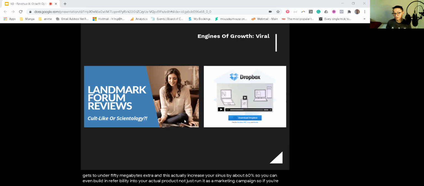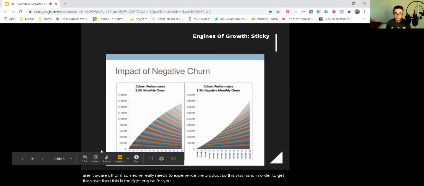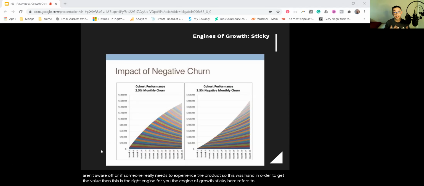So if you're in that category, if you're having a really novel solution, or you're solving a problem that people aren't aware of, or if someone really needs to experience your product or service firsthand in order to get the value, then this is the right engine for you. The third engine of growth is the sticky engine of growth. Sticky here refers to retention.